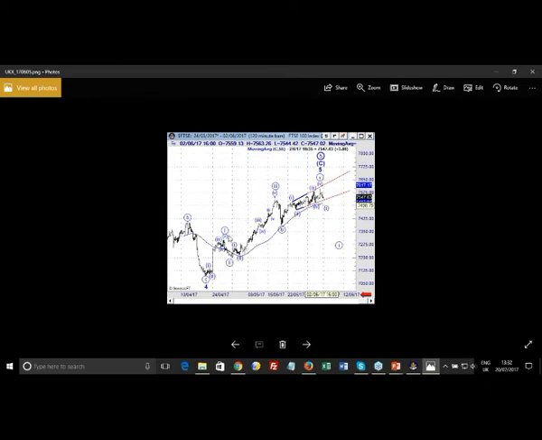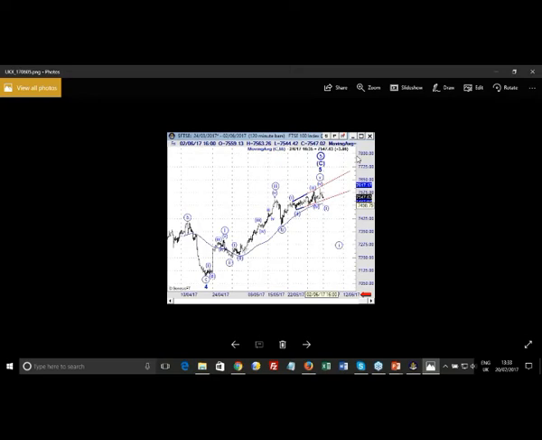Wave 1 is in 5 waves: 1, 2, 3, 4, and 5. Wave 3 circle is in 5 waves: 1, 2, 3, 4, and 5. Wave 4 is a correction. And then we've got wave 5 up, and that one too is in 5 waves: 1, 2, 3, 4, and 5.